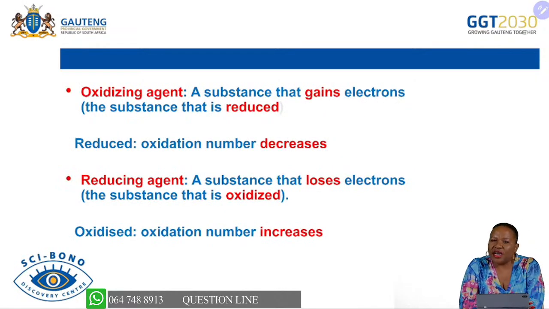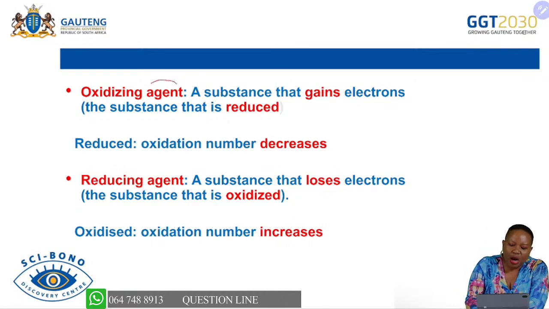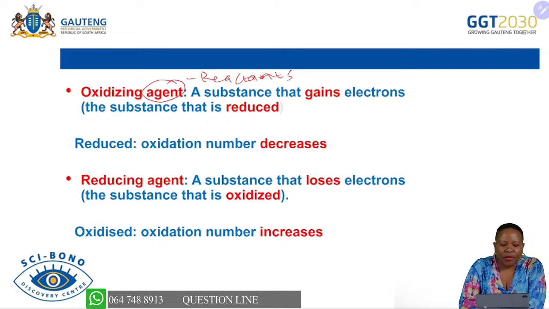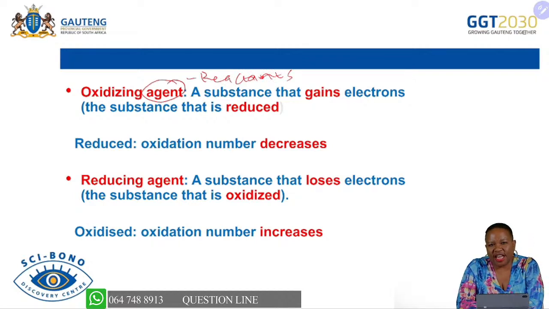Now, some agents will undergo oxidation and some will undergo reduction, meaning that some substances will lose electrons and some will gain electrons. These substances that lose and gain electrons react together as reactants, as one is losing and the other is gaining, and we refer to them as agents. So this word agent represents our reactants. Our reactants are referred to as agents. So we have oxidizing and reducing agents.